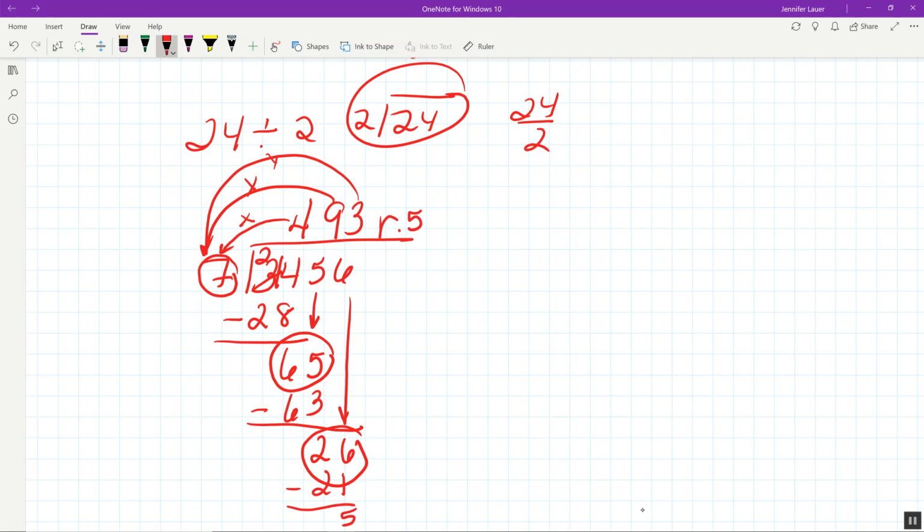Okay? Now they have such a thing called short division. I don't really suggest it unless you're really good at long division. So at this point, I'd rather you just keep practicing long division.